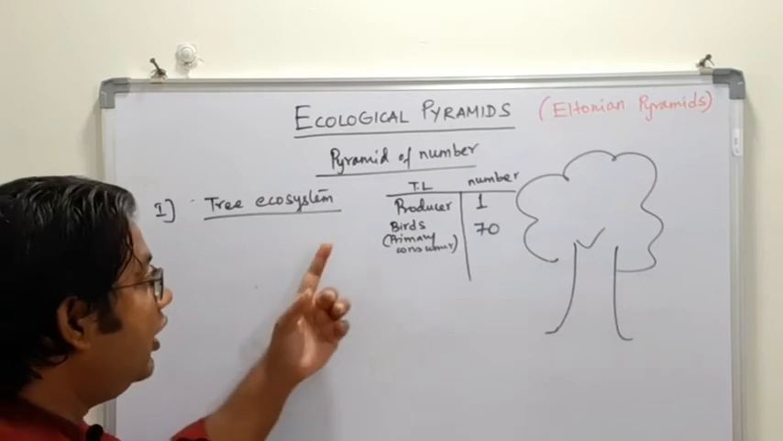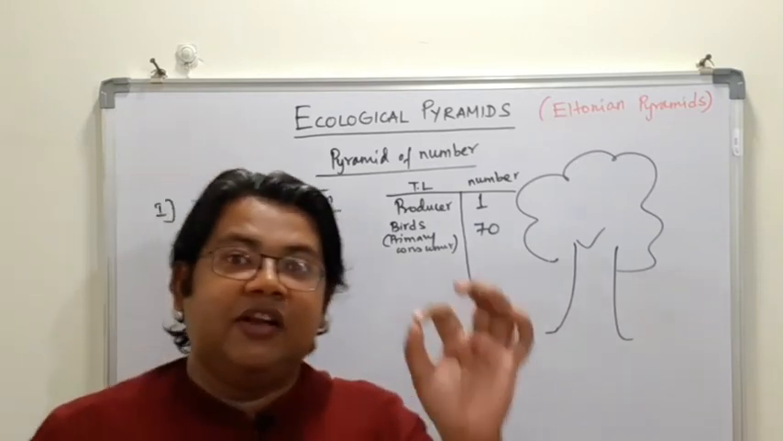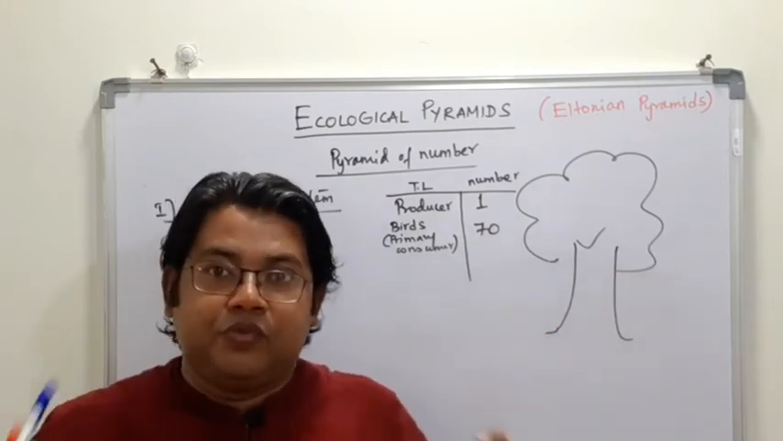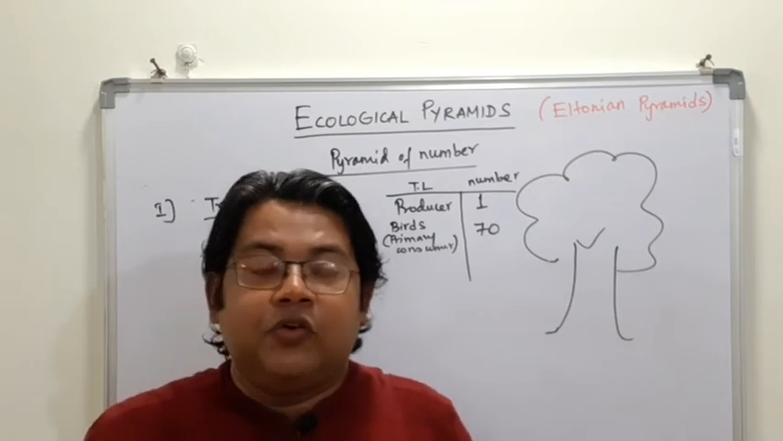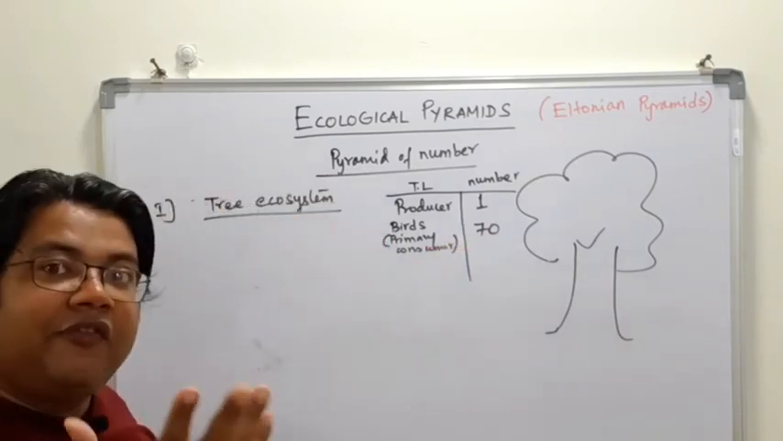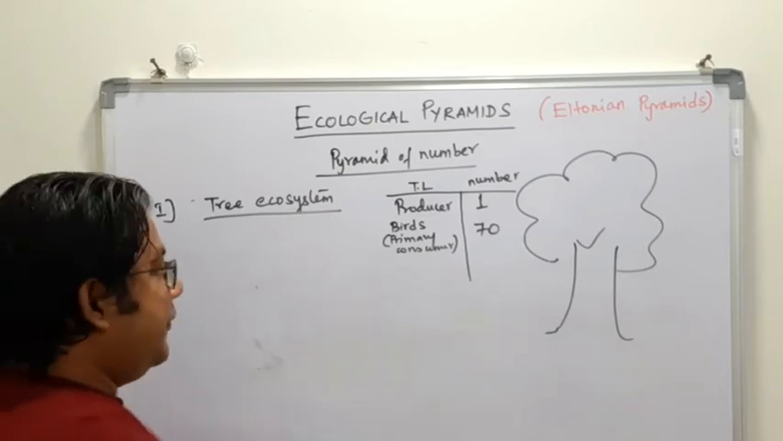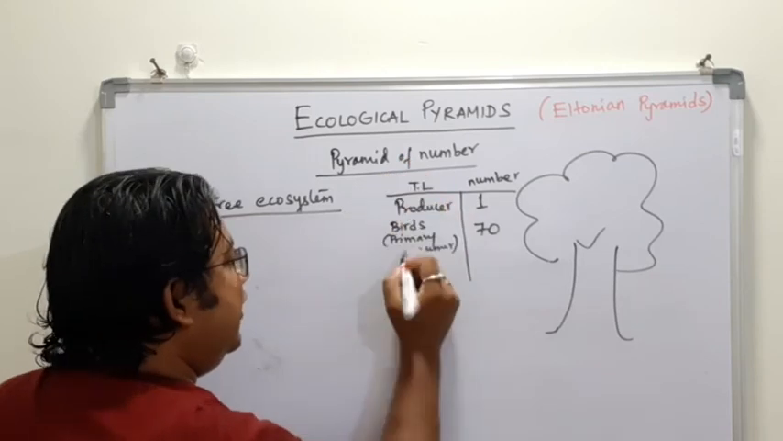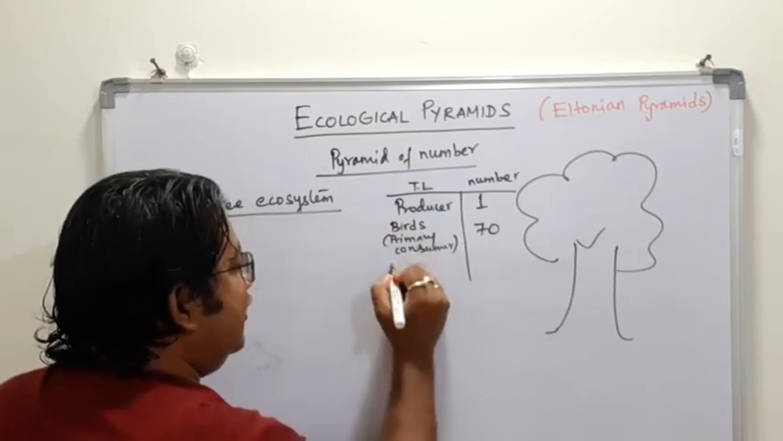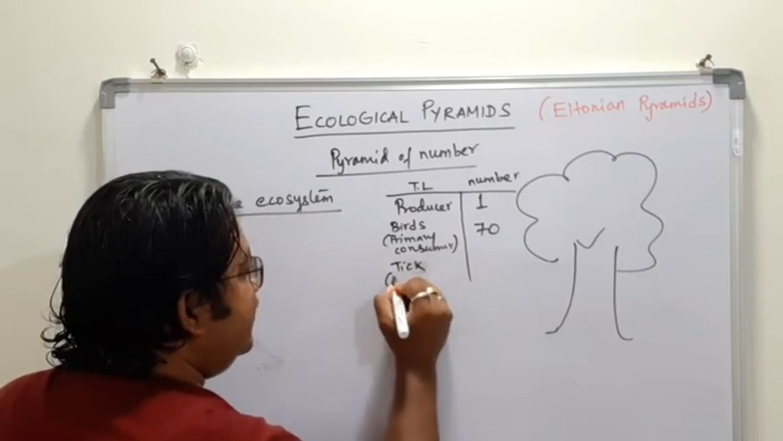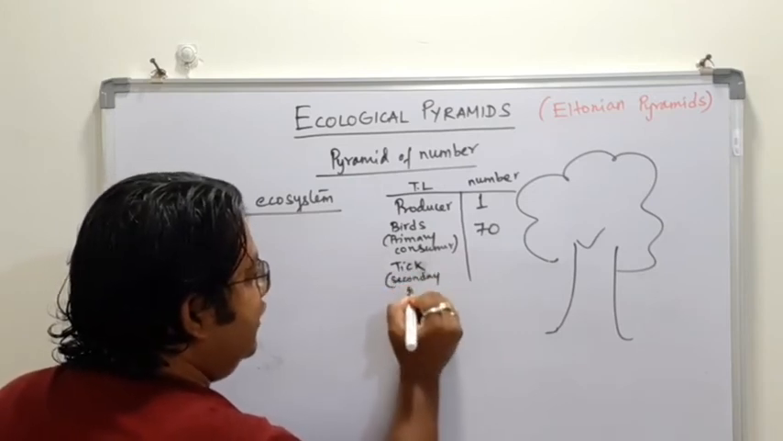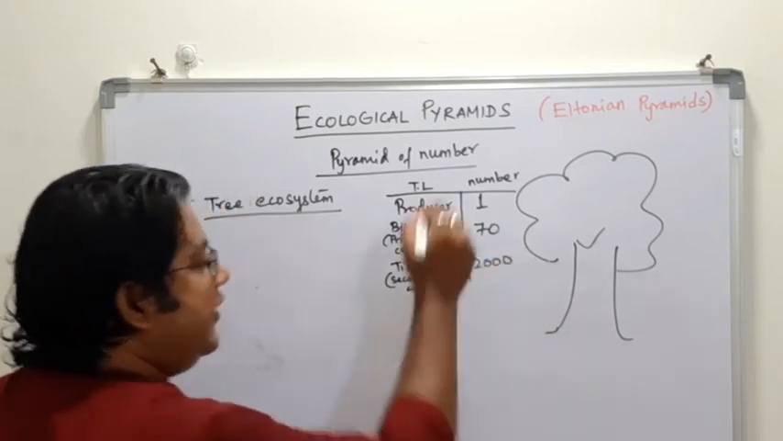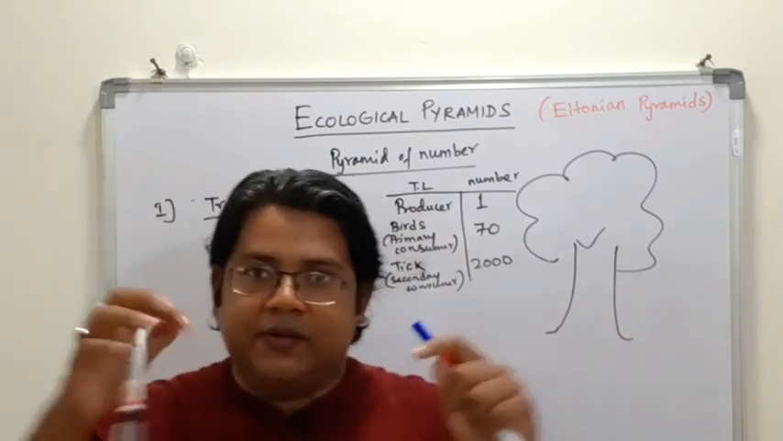Now, on birds, suppose a single bird has, let us say, 200 parasites on it, which are feeding on the blood of the bird. So 70 birds are there and we have 200 parasites on them. So I'll write over here the names. This is the consumer. Then I have the tick, which becomes the secondary consumer, and there are, let us say, 2000 parasites. Considering all the birds, there are 2000 parasites on them, which are sucking blood.